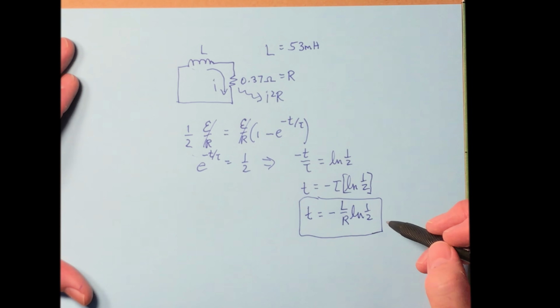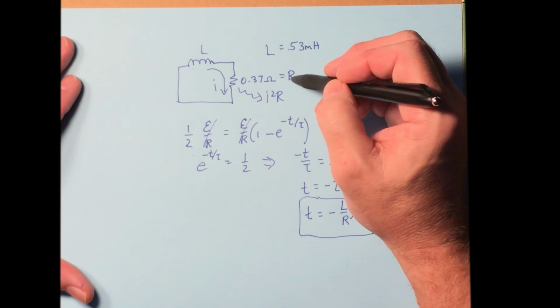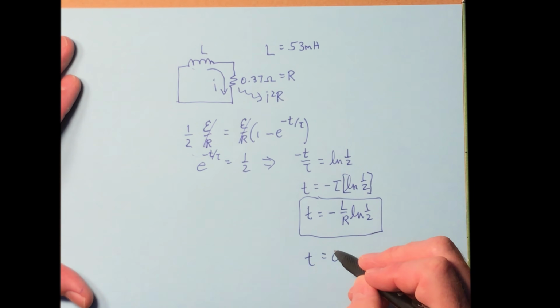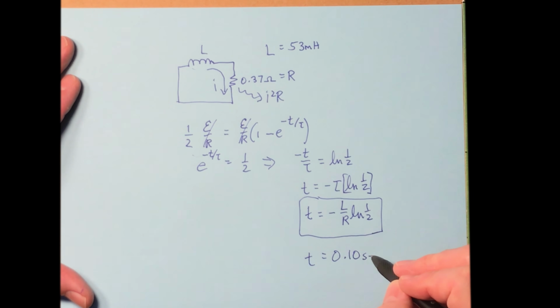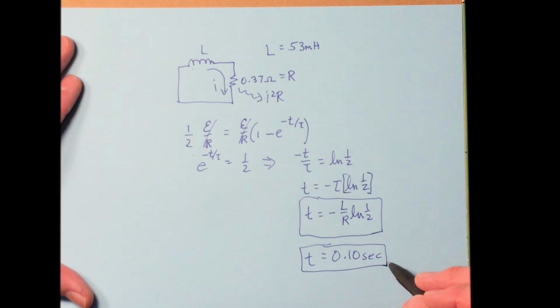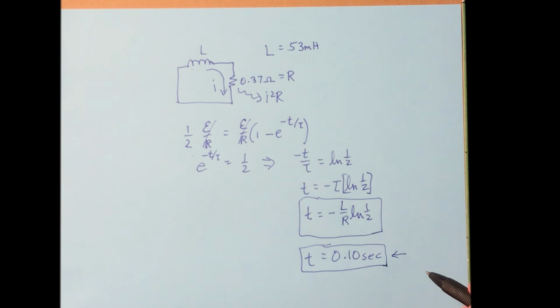All right. So if we plug in our numbers here, here's what we get. T equals 0.10 seconds. So says the book. I did not check that. You should double check it. But that's so says the book. All right. Let's move on.